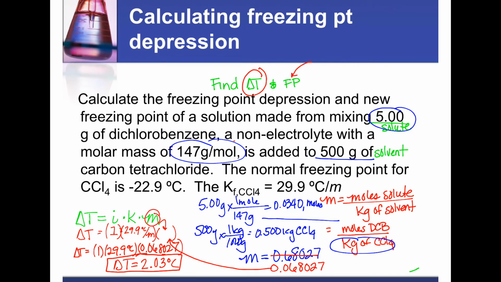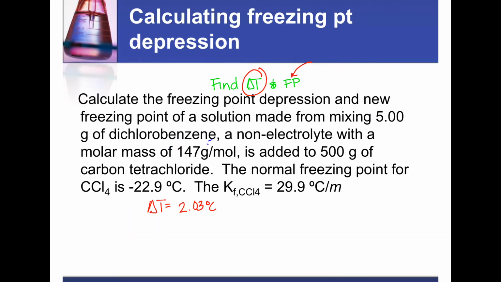We have been able to find our change, but now we want to find what the new freezing point is. And I cleaned things up a little bit, and I left my value there. So the freezing point has changed 2.03 degrees, and we know that freezing points are always lower when it's a solution than the freezing point of the solvent. So if we look at the number for the solvent, and I'm thinking about a thermometer here, this is negative 21, this is negative 22, this is negative 22.9. That is the normal freezing point for carbon tetrachloride.